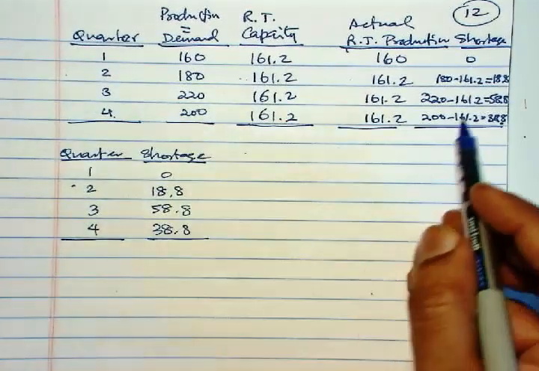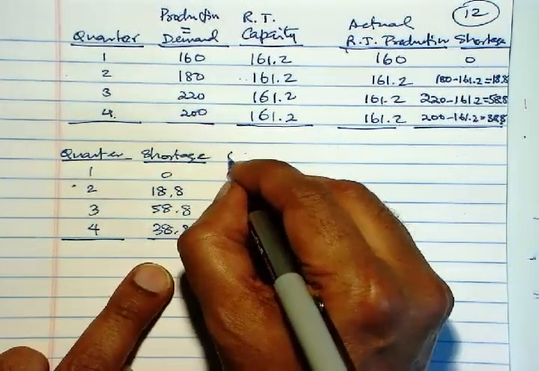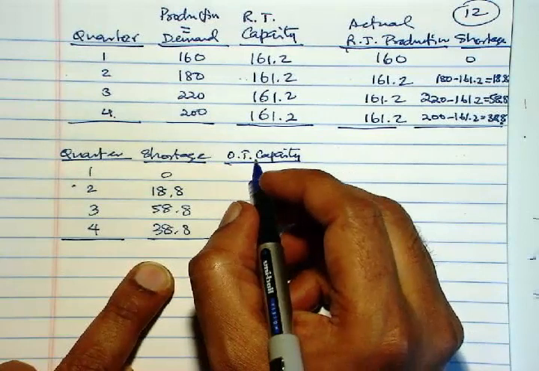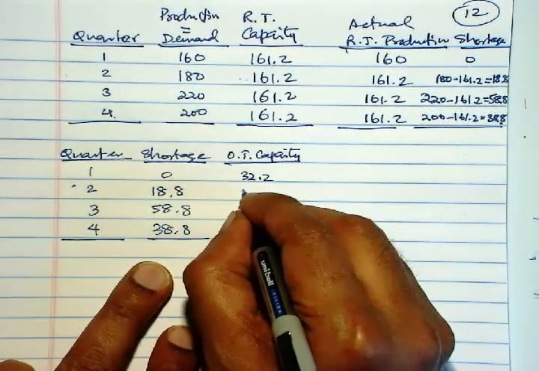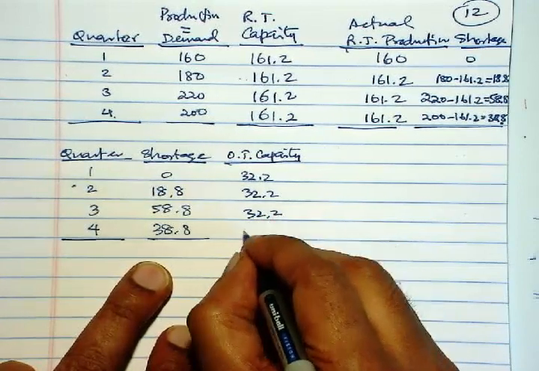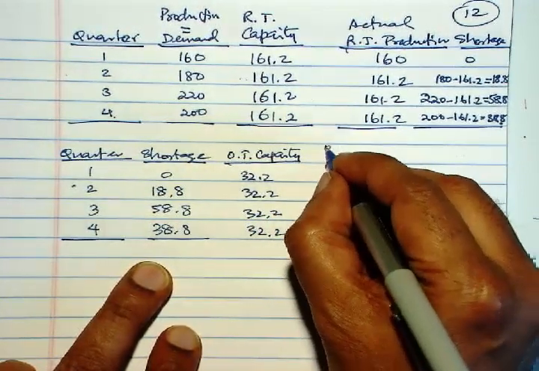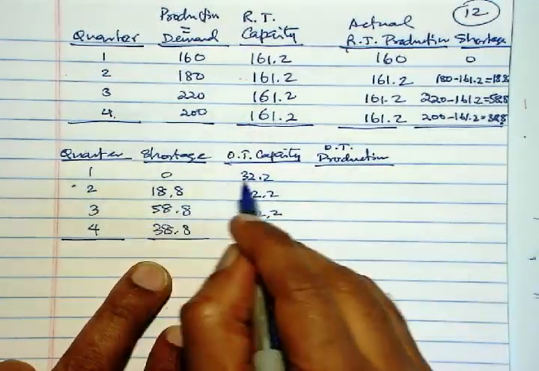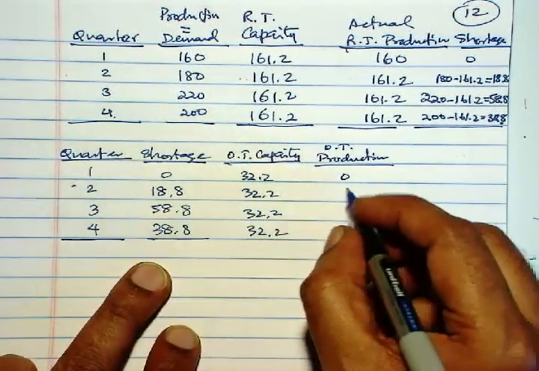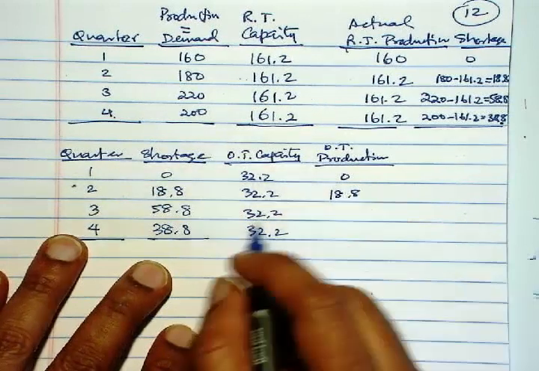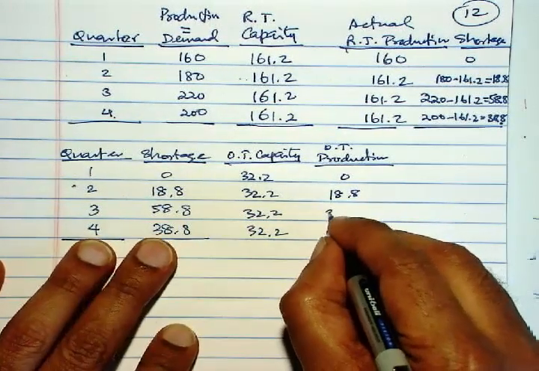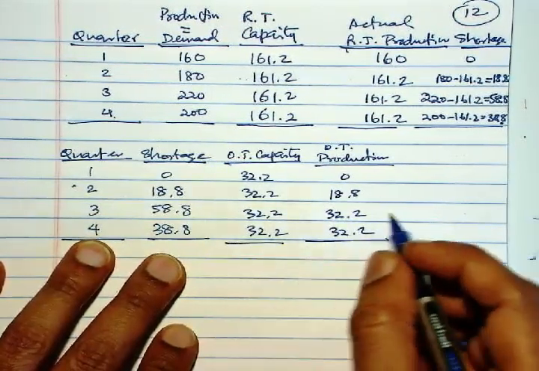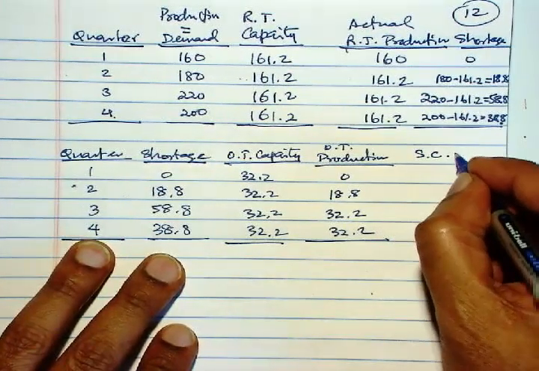Okay, so now we have these shortages that we need to make up. So we need to look at the overtime capacity, which is 32.2. So overtime production is the smaller of these two, because there is nothing there, smaller of these two, so 18.8. Here the smaller of the two is 32.2, and here again smaller is 32.2. So the balance will have to be subcontracting production.